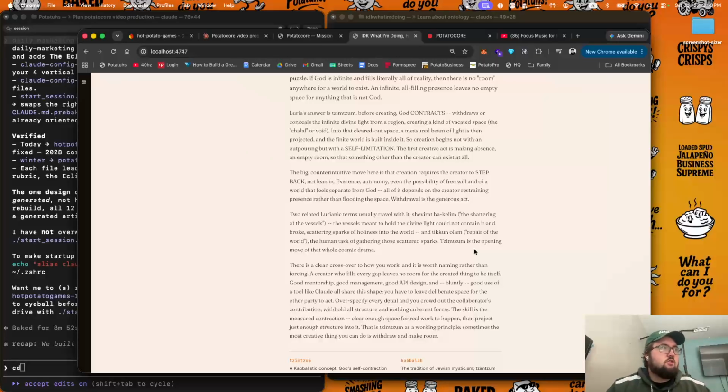There is a clean crossover of how you work, and it is worth naming rather than forcing. A creator who fills every gap leaves no room for the created thing to be itself. Good mentorship, good management, good API design, and bluntly, good use of a tool like Claude all share this shape. You have to leave deliberate space for the other party to act.